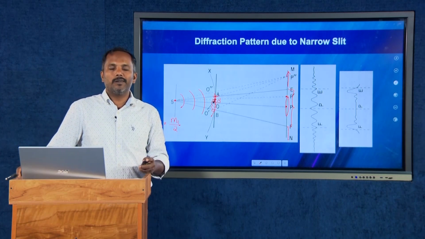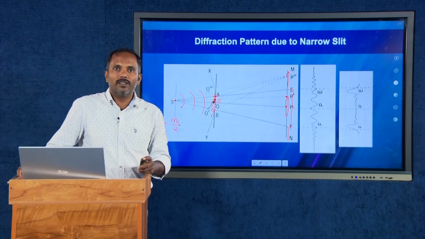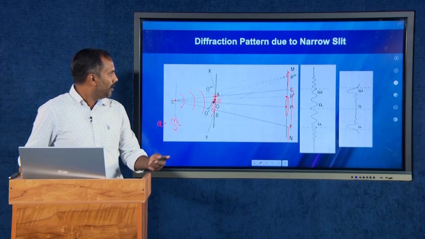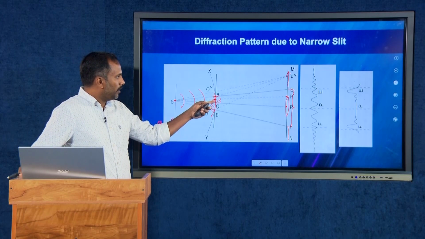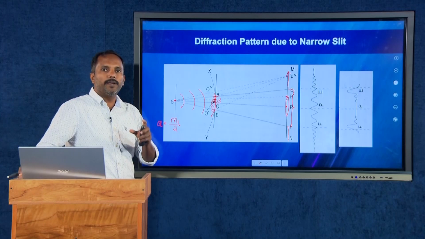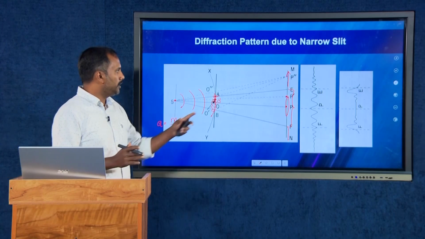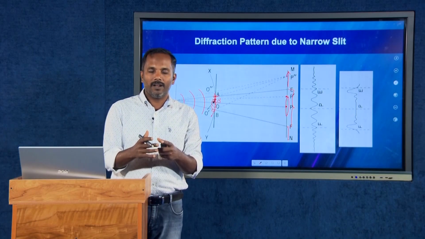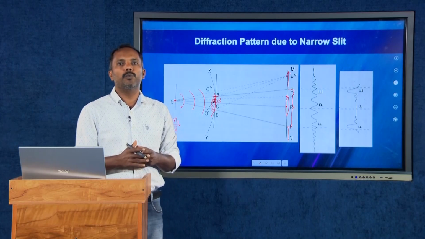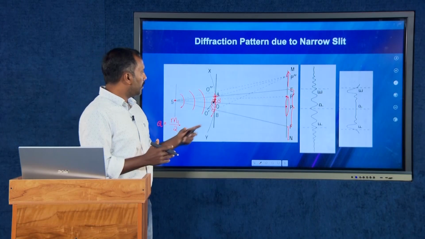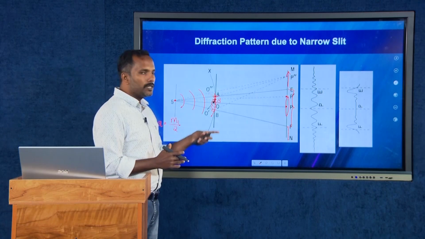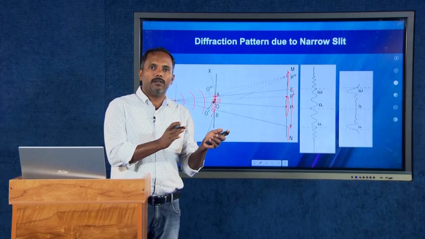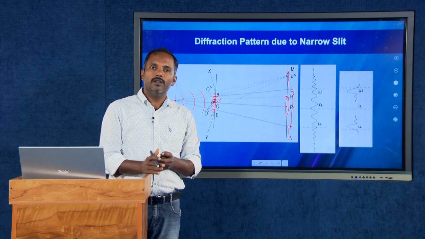If the number of half period zones is odd, then point P dash will have maximum intensity. Between O dash and A, if the number of half period zones is odd, then we will get the maximum intensity at point P dash; if the number of half period zones is even, then the point will have minimum intensity. So depending on the number of half period zones between A and O dash, we will have either maximum or minimum intensity.